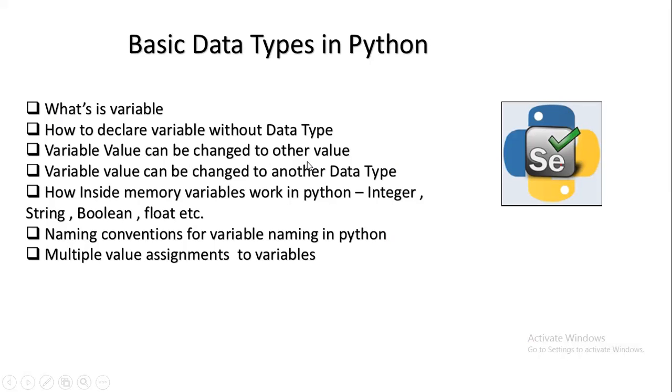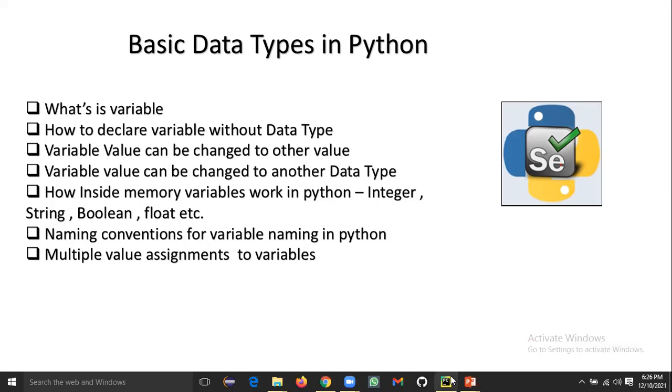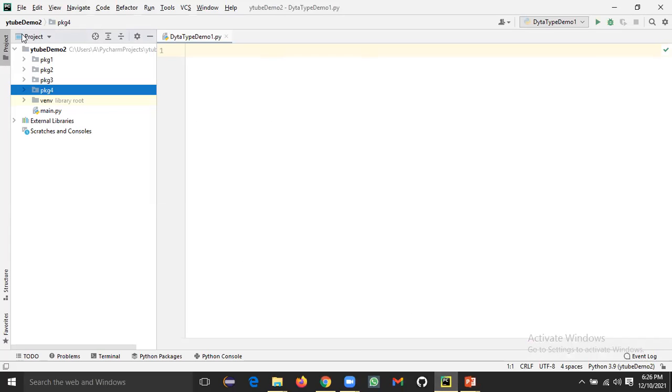How variables work inside memory in Python, specifically when we change the value of the variable to another data type, and earlier it was one data type. After that, we are going to learn some basic naming conventions for variable naming in Python. And after that, we will learn how to assign multiple values to the variables. So let us go to PyCharm.